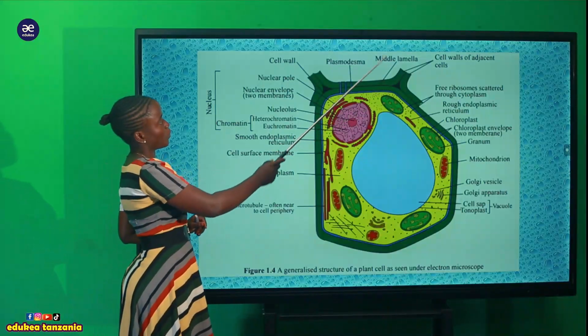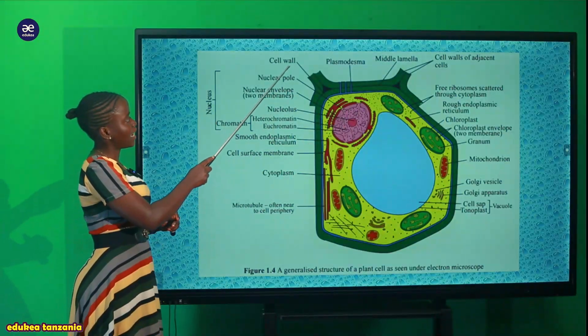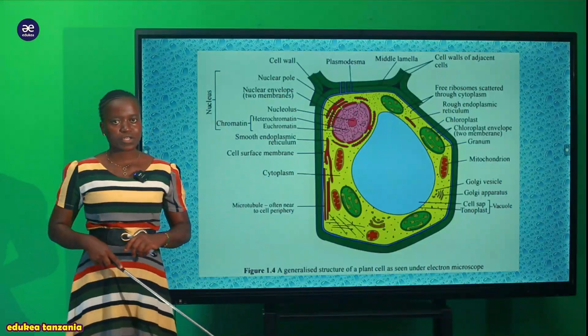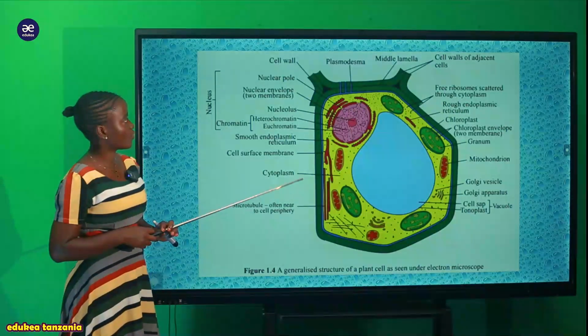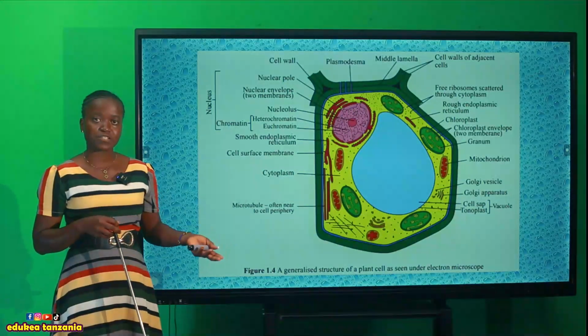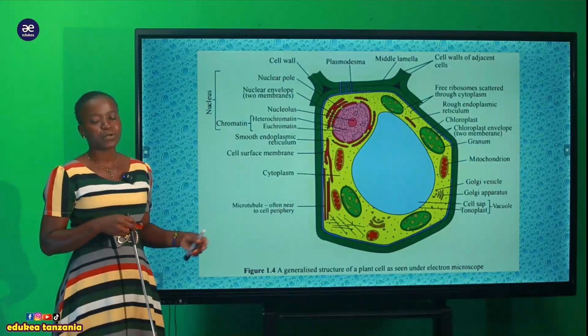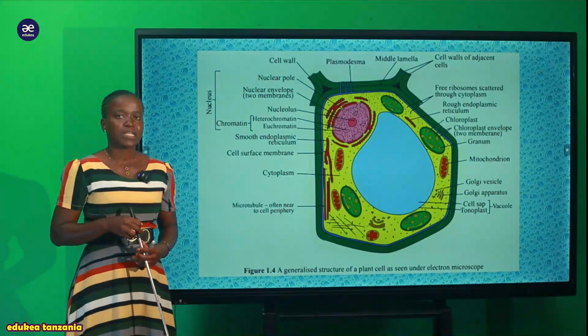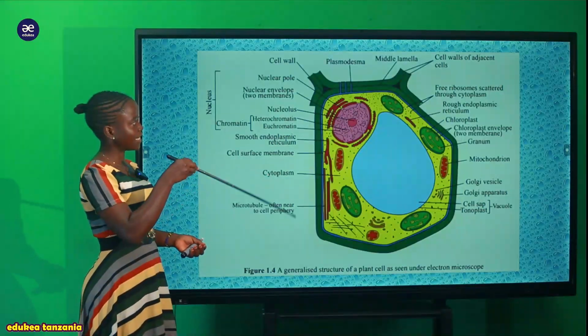So now you can see within a plant cell we have the structure which is called the cell wall. The outer part, this green part, is called the cell wall. And the cell wall, we have seen its function. The function of the cell wall is just to protect or to support the whole plant cell.